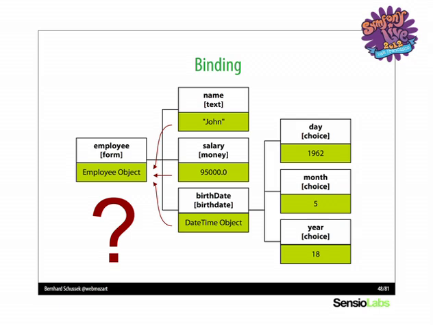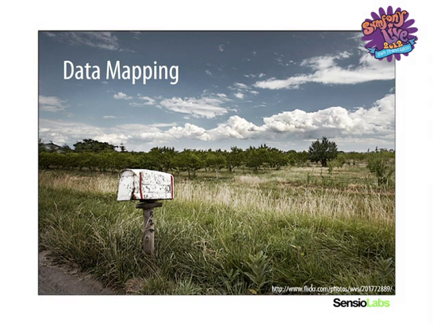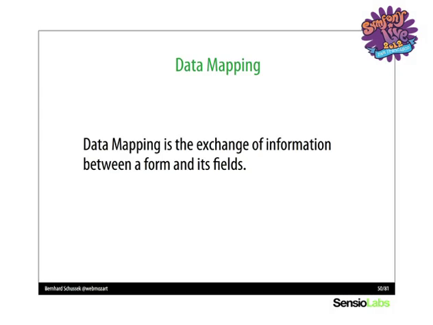You know that Symfony uses some getter, setter, magic, array stuff. Nobody knows how it works. And the concept behind that is data mapping. Data mapping is the exchange of information between a form and its fields. Its children, you could say, in the tree, because it's not the descendants, but only the immediate children of the form.